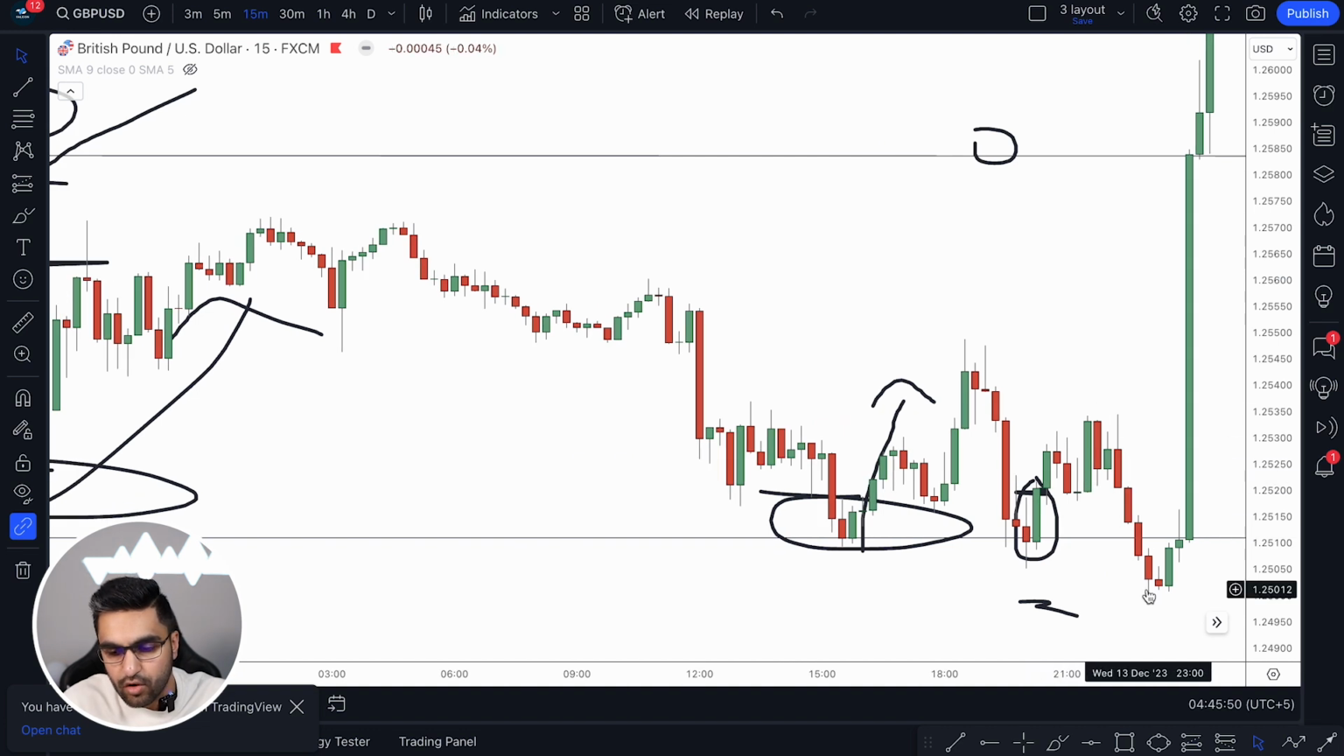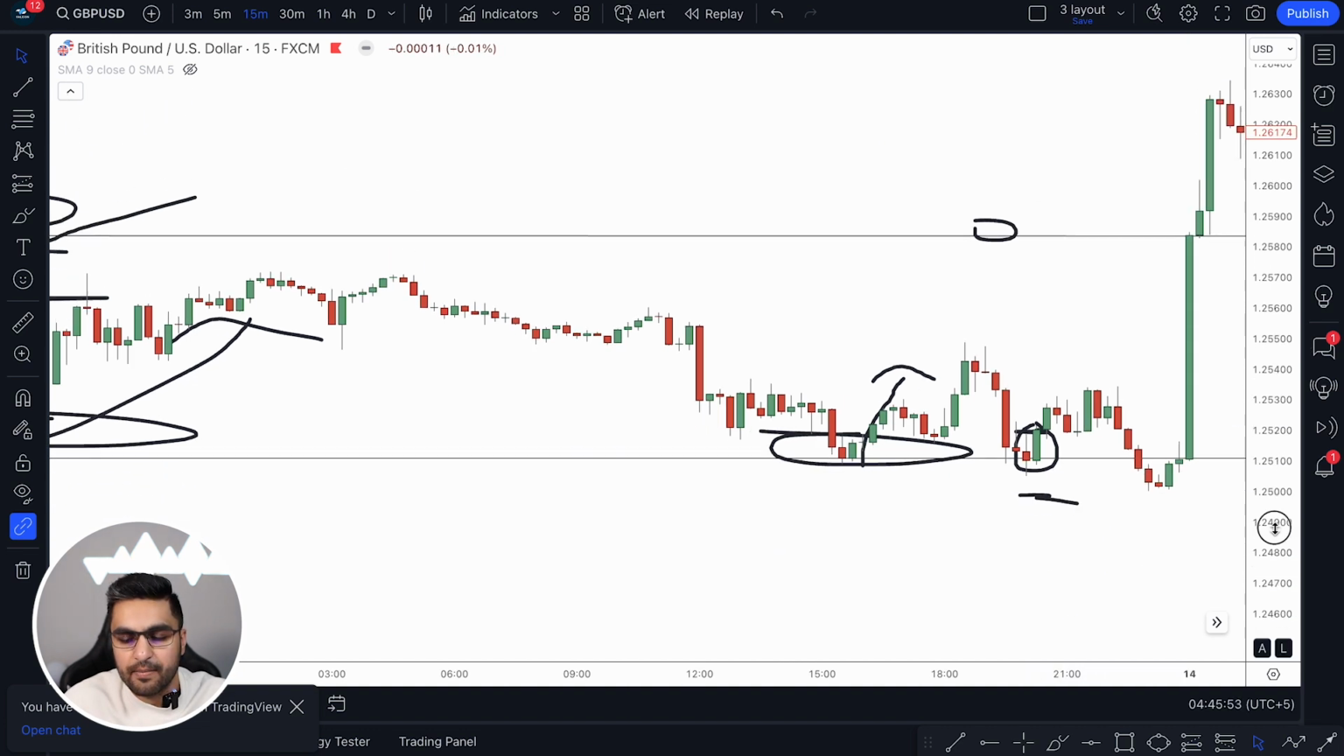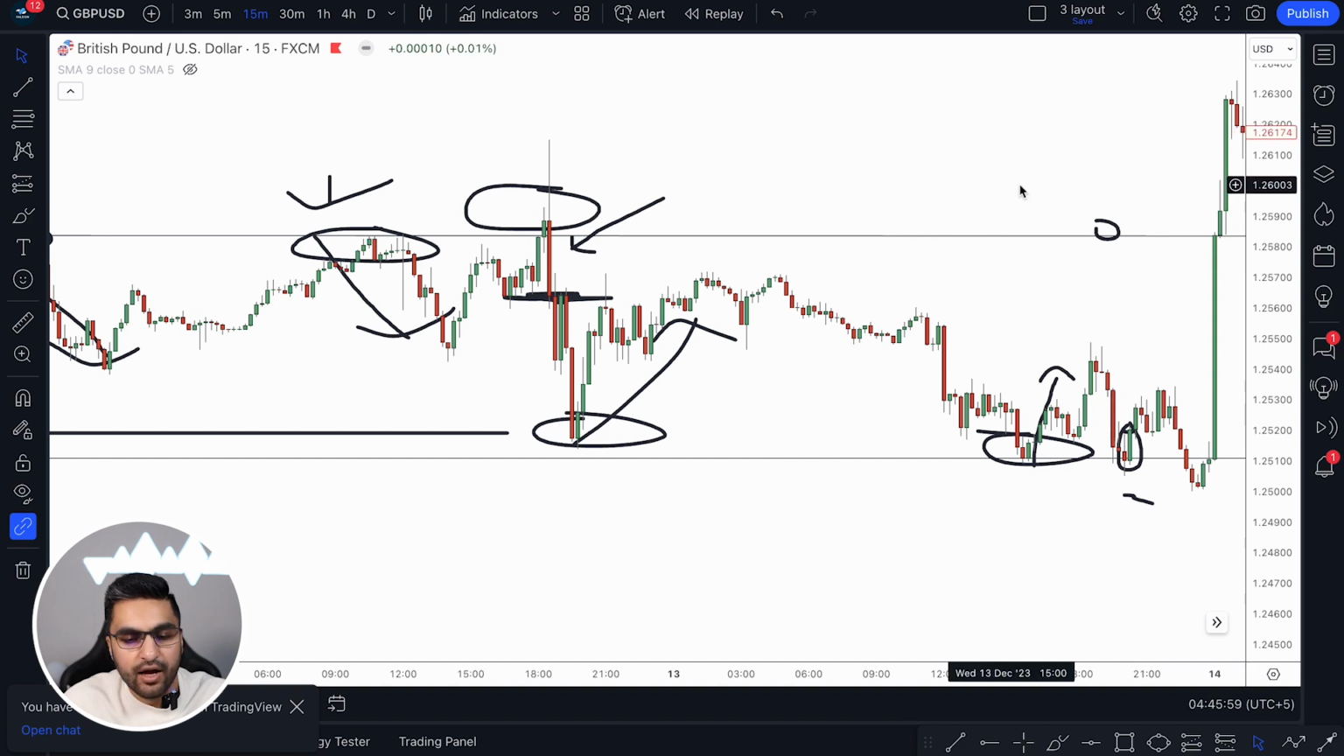Sellers, they did try to go lower, but they could not, and buyers, they came back up and they now broke this high of the range, and market is not in the range anymore. That's how you can take the trades when you see proper ranging market.